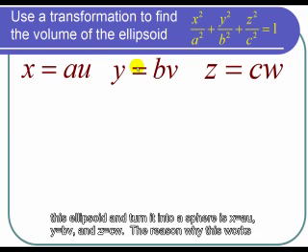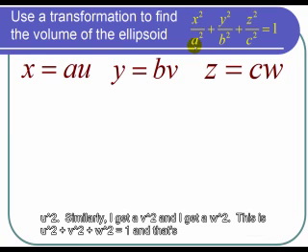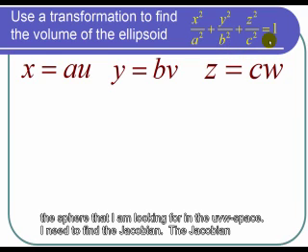The reason why this works, for example, if we plug in x equals au here, we get au squared over a squared, and that's a squared u squared over a squared, which is just u squared. And similarly, I get a v squared and a w squared, which is u squared plus v squared plus w squared equals 1. And that's the sphere that I'm looking for in the uvw space.